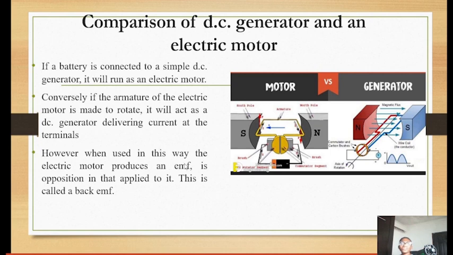However, when used in this way, the electric motor produces an EMF that is opposite to that applied to it. This is called a back EMF. So it opposes the applied EMF.